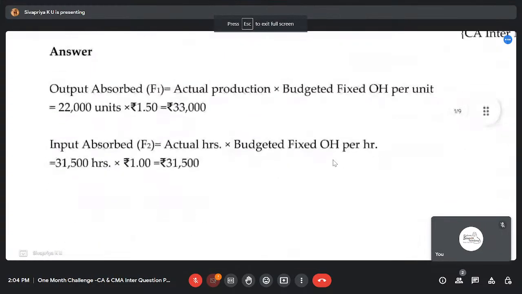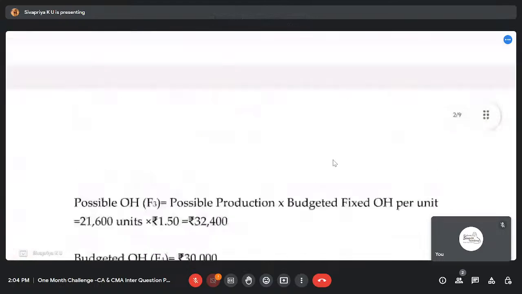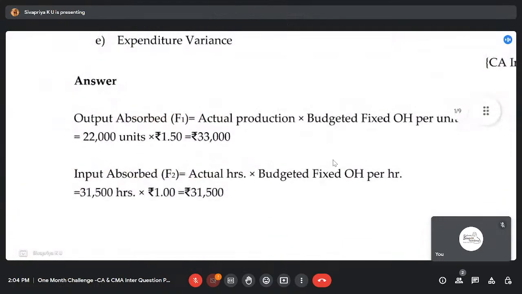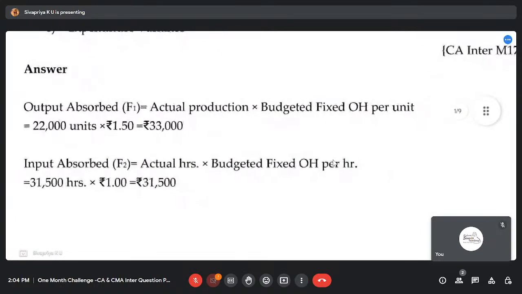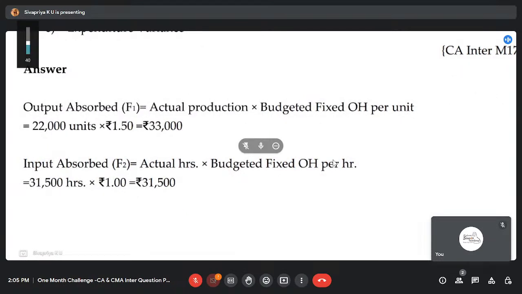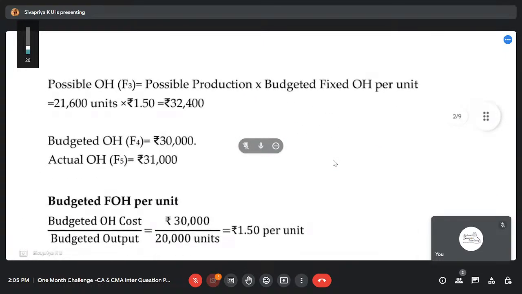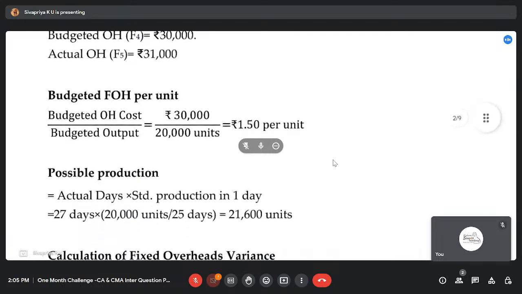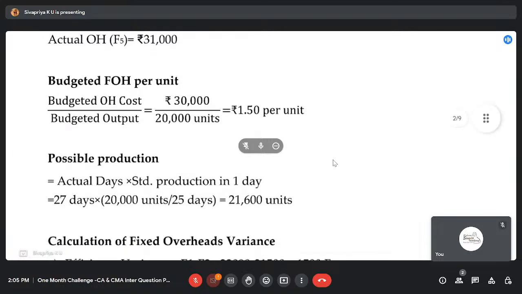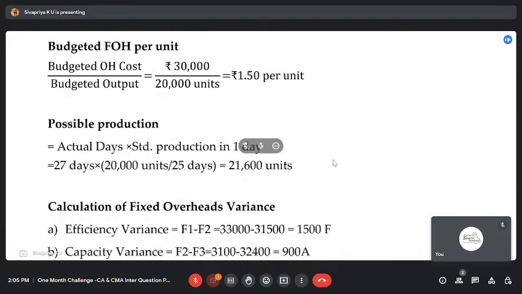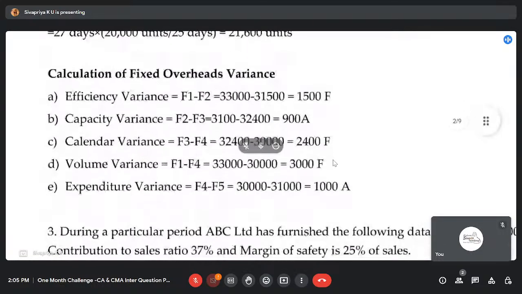So the answer is, so these are the steps. The output absorbed 33,000, input absorbed is 31,500. Possible overhead 32,400, budgeted overhead 30,000, actual overhead 31,000. Budgeted fixed overhead rate per unit 1.50 per unit. Possible production 21,600 units. So this is the answer.